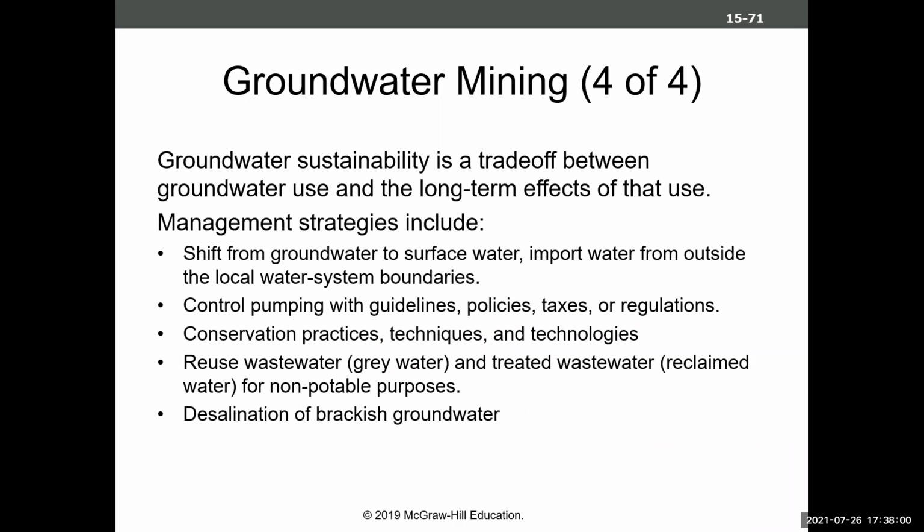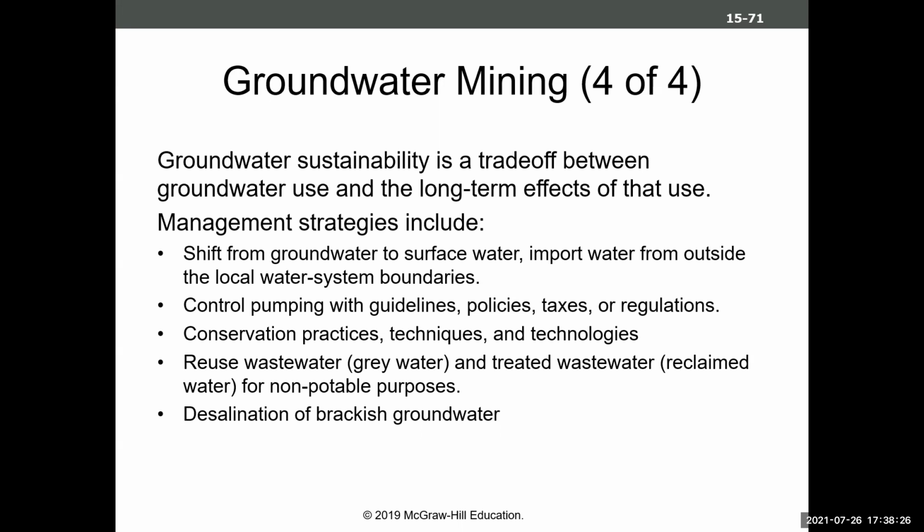Ways that we can kind of manage this groundwater mining issue is to shift from groundwater to surface water, to import water from outside local areas, but then that leads to issues that you get with irrigation. You control pumping with guidelines, policies, you could tax it, you could regulate it, etc.